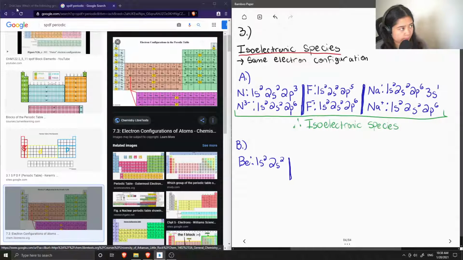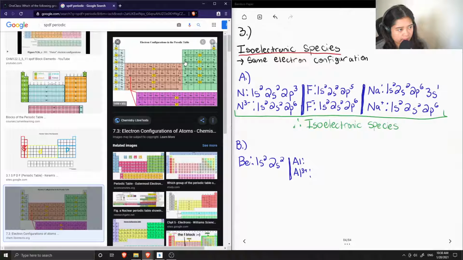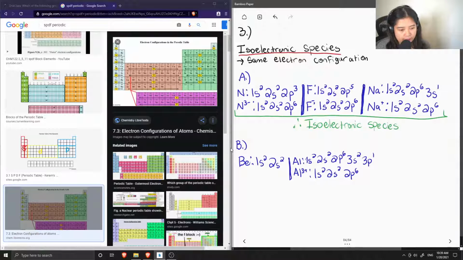And now the next is an ion, aluminum 3+. Aluminum is found here, atomic number 13, and its ground state electron configuration is 1s2, 2s2, 2p6, 3s2, and then 3p1. If it were to lose 3 electrons, then it would have the electron configuration 1s2, 2s2, 2p6. So already we see that it's different from beryllium.